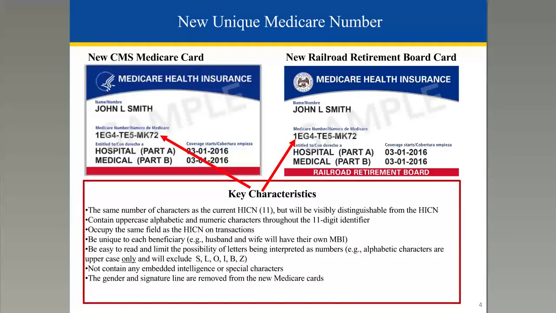I also wanted to point out that the Railroad Board does have their own card, and we were able to provide a screenshot of what their new card looks like. The difference is the Railroad Board has an RB logo, as well as it says Railroad Retirement Board in the red stripe. Next slide, please.